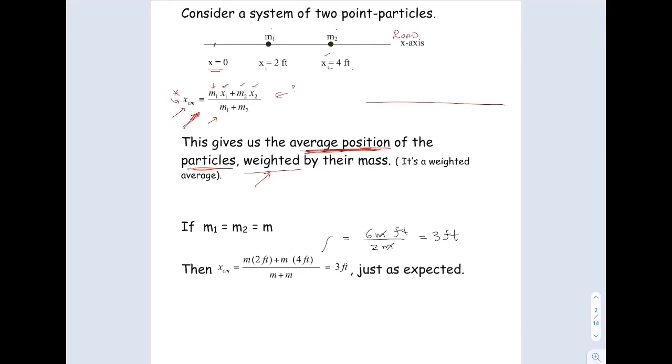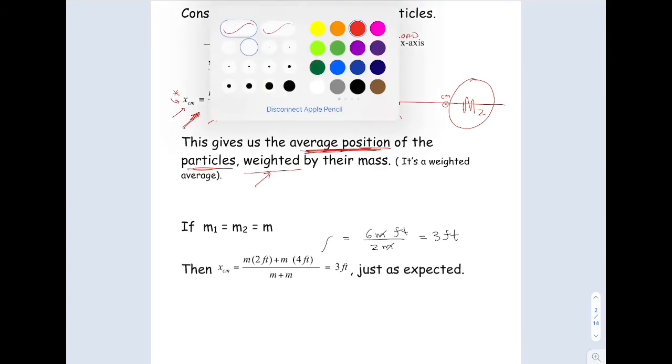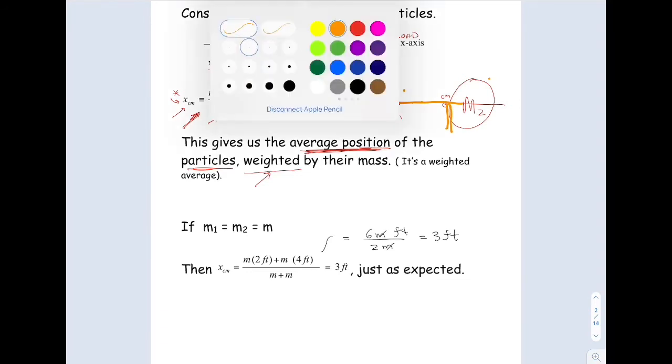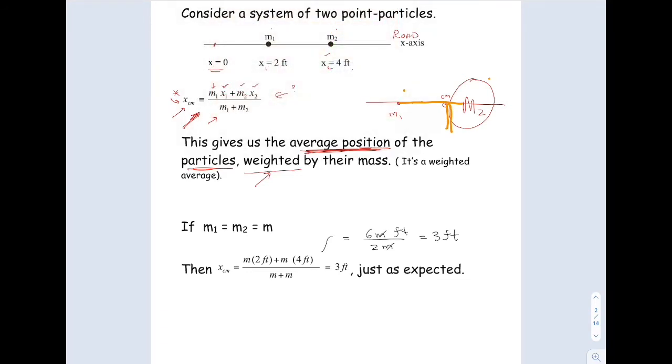So it would make sense that if this was my M1 and that was my M2, the center of mass would be much closer to number 2. And what I mean by that is, imagine if you had a stick between these two and you wanted to balance them on your finger. Your finger would probably be more over here toward the big one, kind of like a dumbbell with a big weight on one side and a small weight on the other side. So this gives us the average position of the particles weighted by their mass.